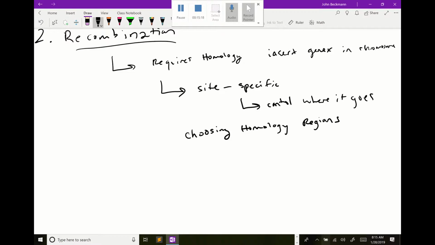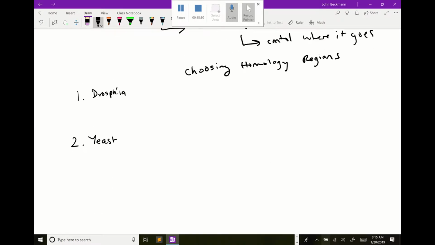Let's talk about two examples of recombination. One we'll talk about in Drosophila, and one we'll talk about in yeast. Okay, so let's do Drosophila first. So in Drosophila, when we nowadays make transgenic Drosophila, when we want to insert gene X into the Drosophila genome, we use a site-specific integrase, which is a form of recombination.